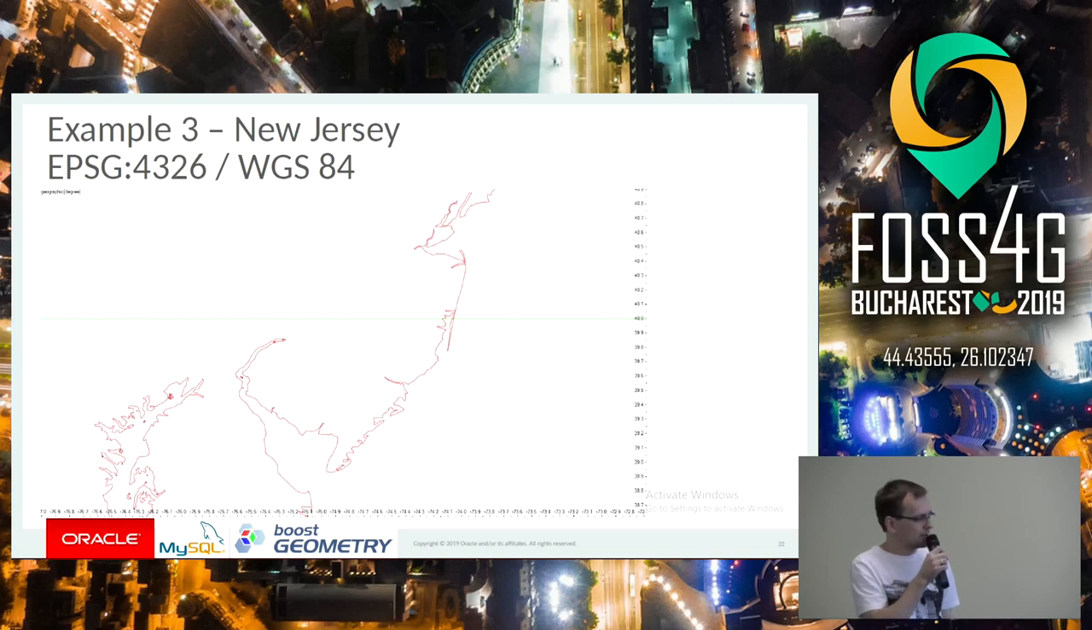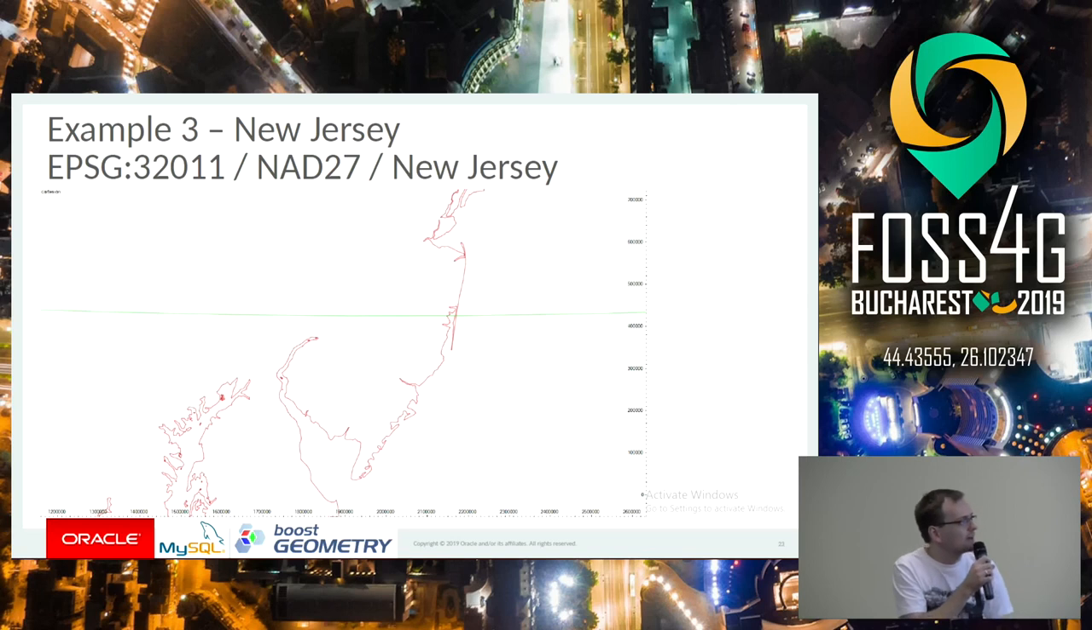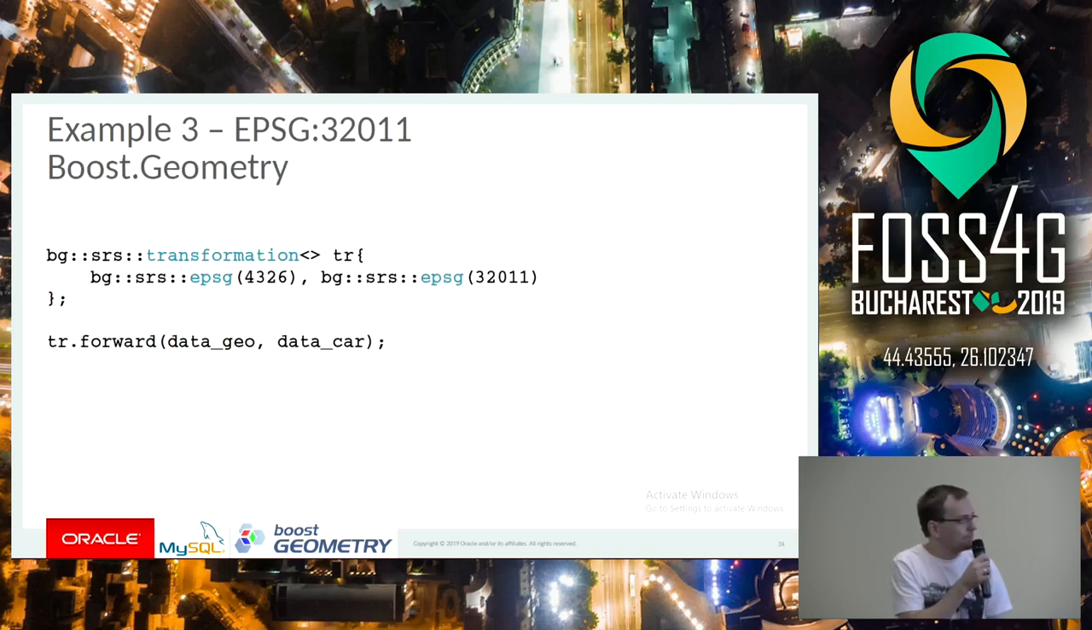Now the third example, as I said, I wanted to show you how to use NAD grids. It's different than in Proj, which loads grids automatically under the hood from a directory specified in an environment variable. In Boost.Geometry, if you do something like this, the grids won't be used at all, even if they're defined in the parameters. So this call will be the fastest; the grids won't even be parsed, I think.